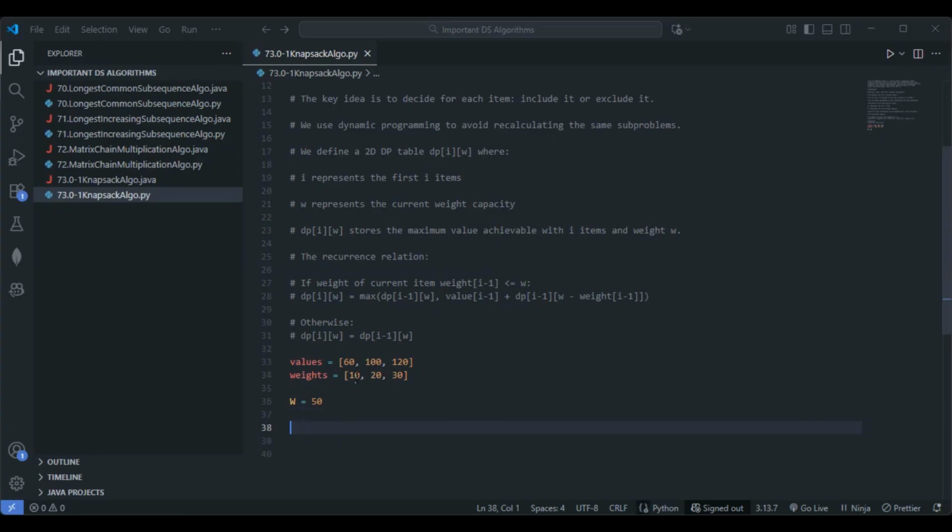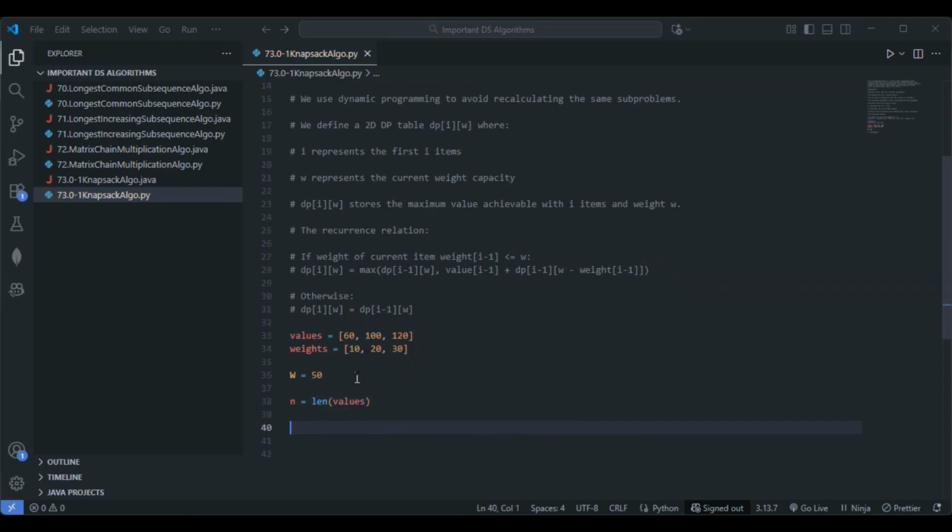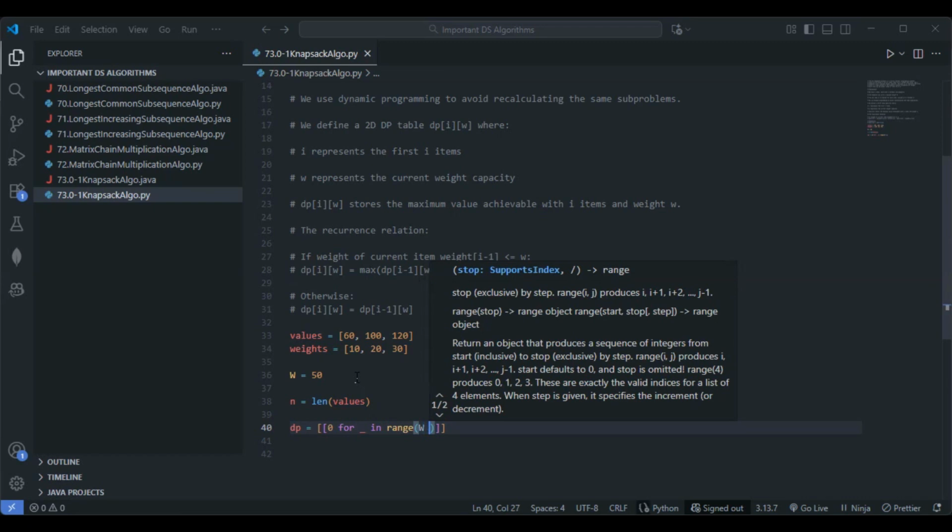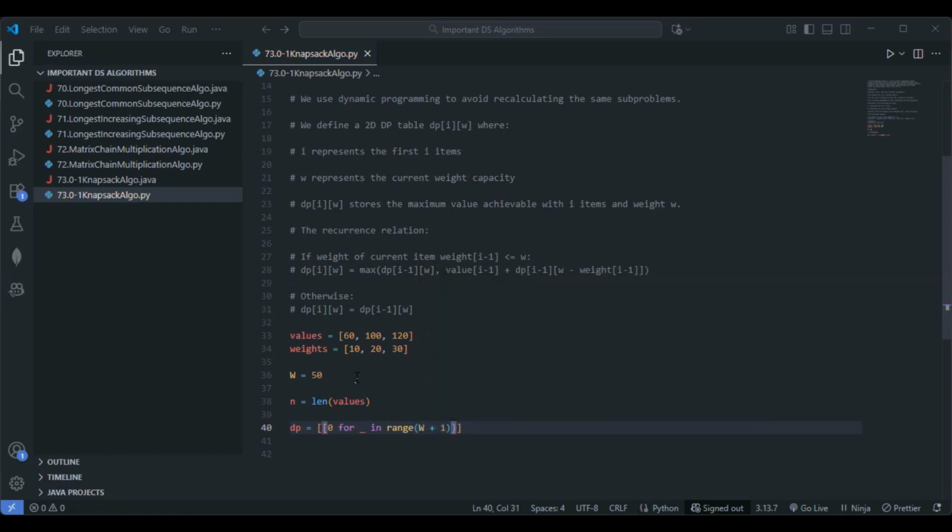Now let's go with the number of items, n equals length of, let me pass the values. This is fine. Now let's initialize the DP table with the dimensions n plus 1 by w plus 1, filled with 0. So this will be DP equals 0 for underscore in range w plus 1, for underscore in range n plus 1. This is fine, I believe.